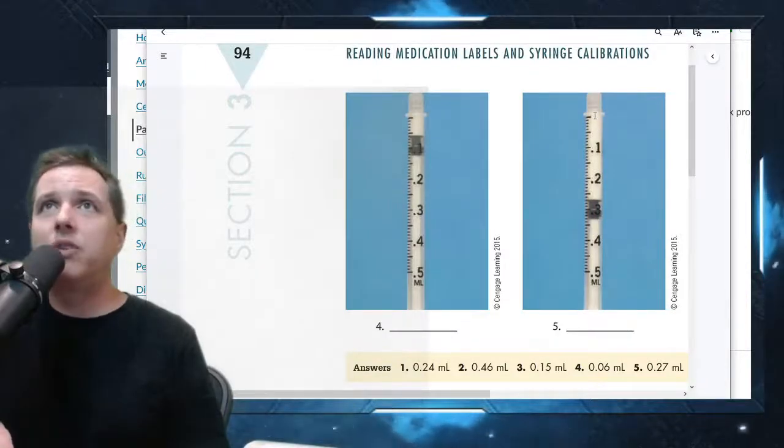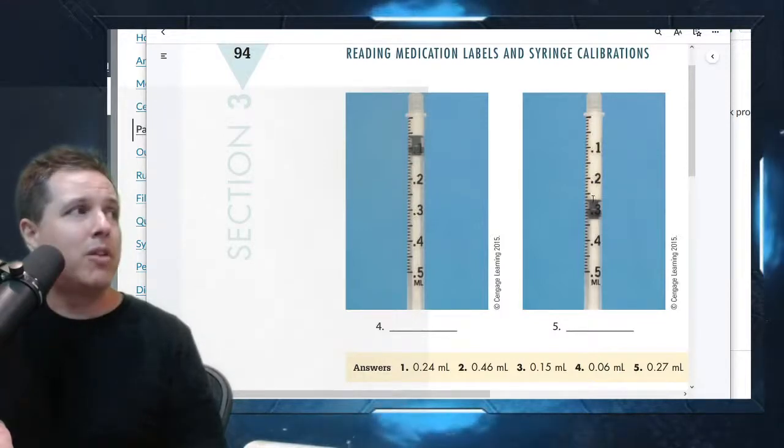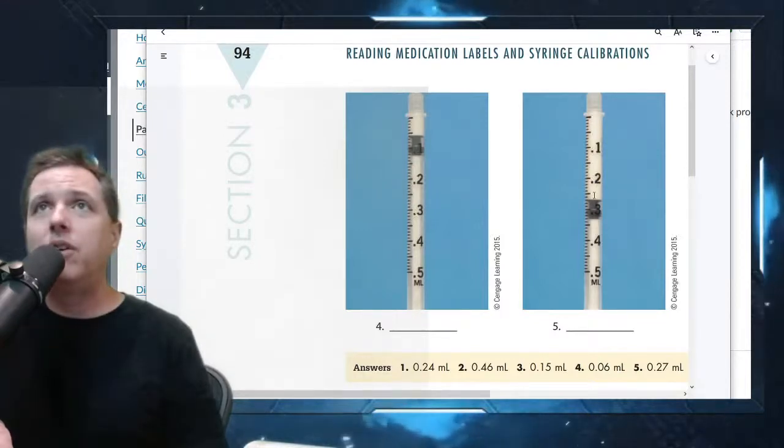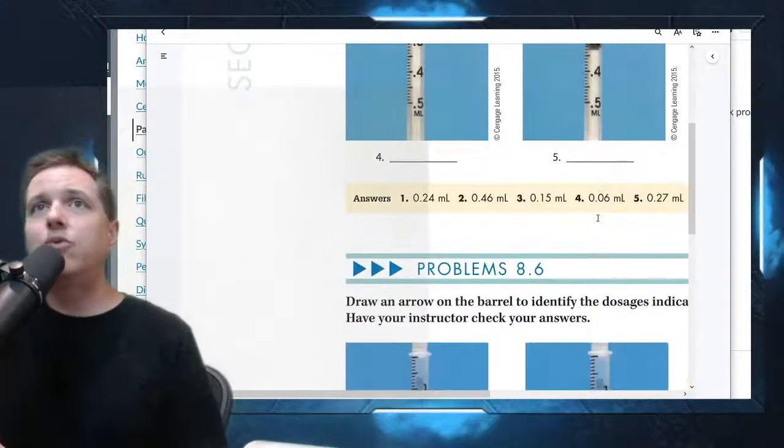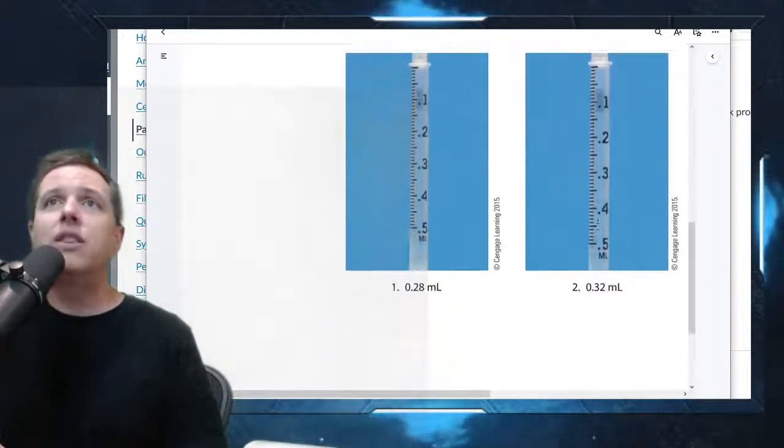So in this case, what would this one be? This would give us 0.2. So we're past 0.2. This little longer gradation right above the black plunger would be 0.25. So it looks like we go 0.27. So it looks like this gets us to 0.27 milliliters. See, that allows you to really fine tune what you're getting there.